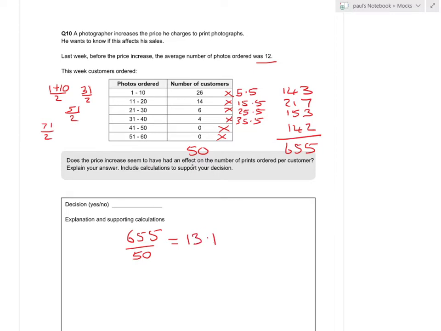Does the price have an effect on the number of prints ordered? Explain your answer. No. Remains just as good.